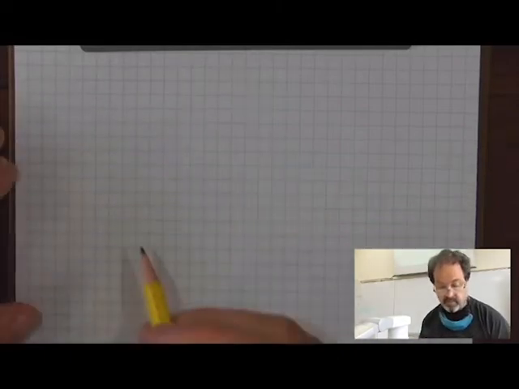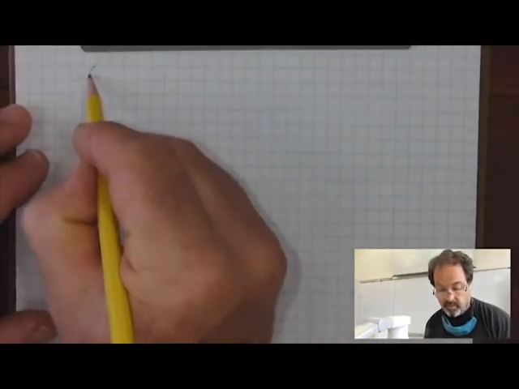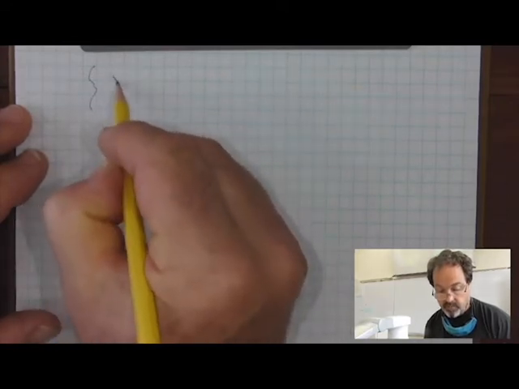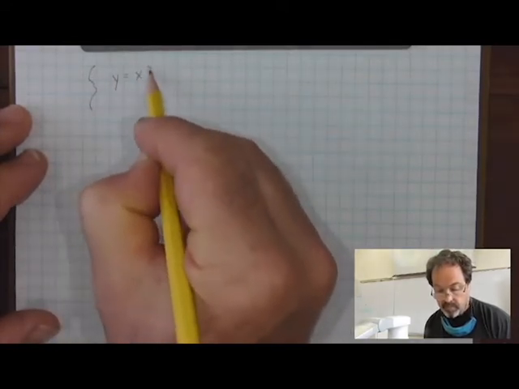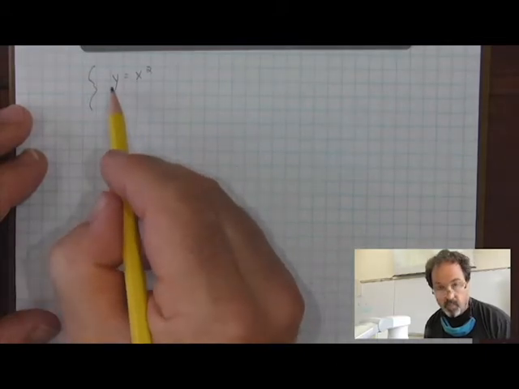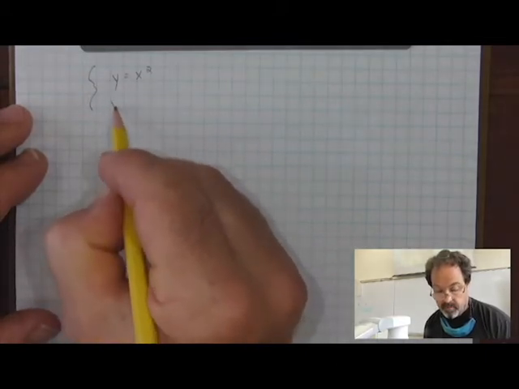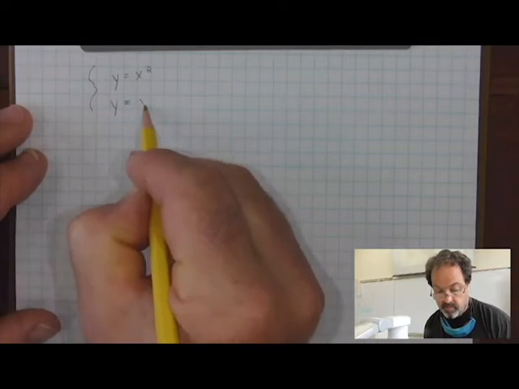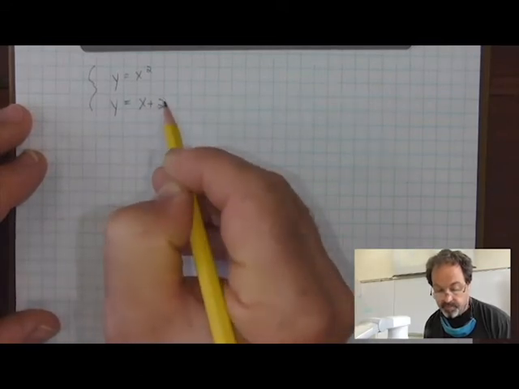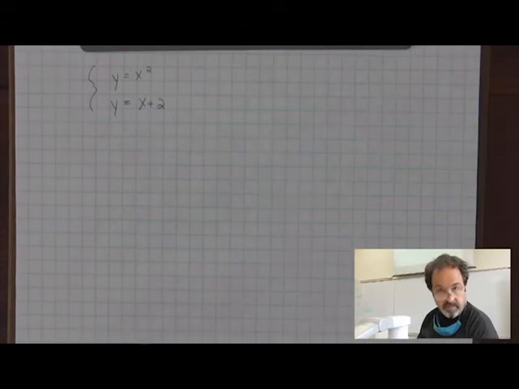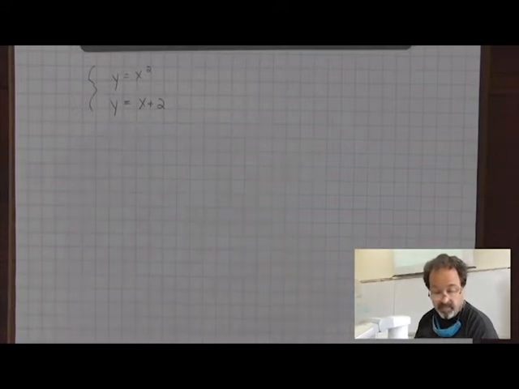And in this case, we're going to have not just one equation, but two. The first, y is equal to x squared. And the second equation, y is equal to x plus 2. This is a system because I'm considering two equations at once. I want to find a solution to this system, which means finding a value for x and y that makes both of these equations true at the same time.